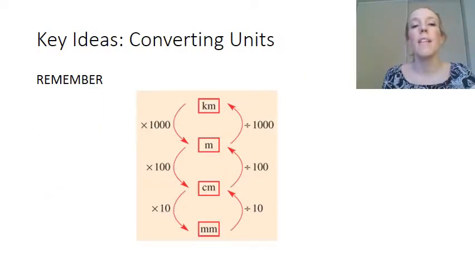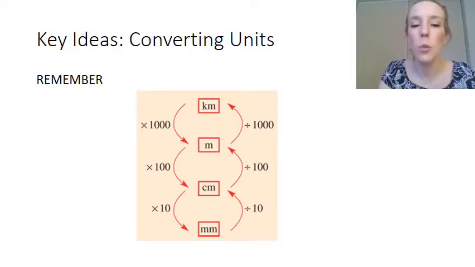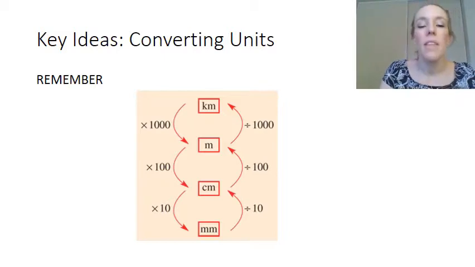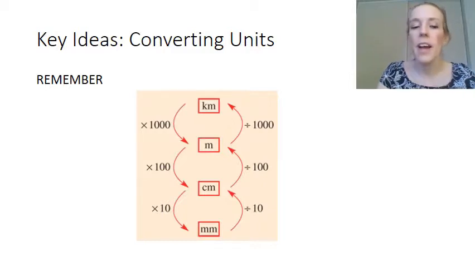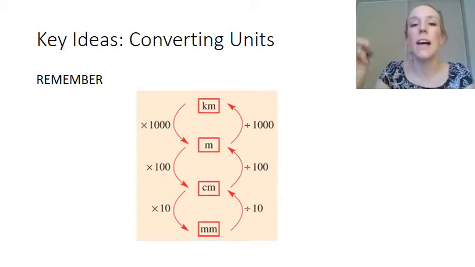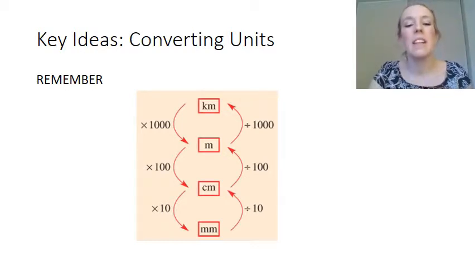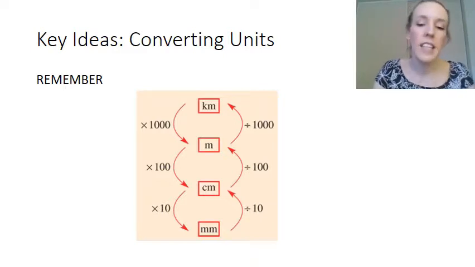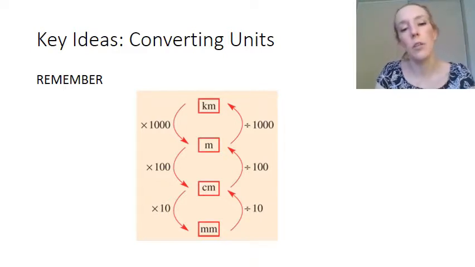Okay, so just some key things to remember, thinking back to some of our previous units on converting between units. To convert from kilometers to meters, we times by 1,000. Meters to centimeters, we times by 100. And centimeters to millimeters, we times by 10. And if we're going the opposite, we're dividing. If we're going from a small unit to a larger unit, we divide. So millimeters to centimeters, we divide by 10, centimeters to meters, we divide by 100, and meters to kilometers, we divide by 1,000. Make sure you know this because you'll need to convert your answers.